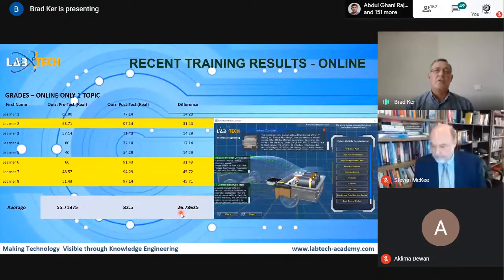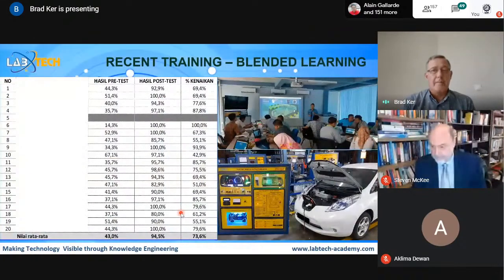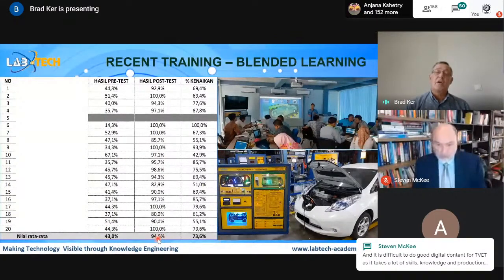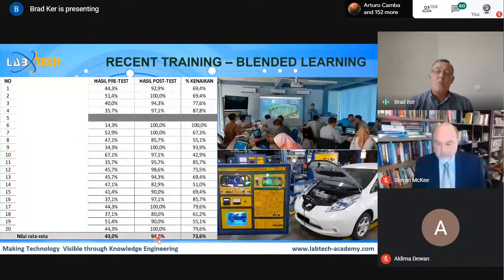Okay, now let's have a look at some data where you've got blended learning. Look down the bottom here, and we've got a 43% pre-test and then a post-test of 94.5%. Now this is where it's interesting. It goes to show that if it's online only, fantastic, but when you combine it with blended learning, getting back into the workshop and doing your practical, you're getting about an extra 10% increase in your post-tests.